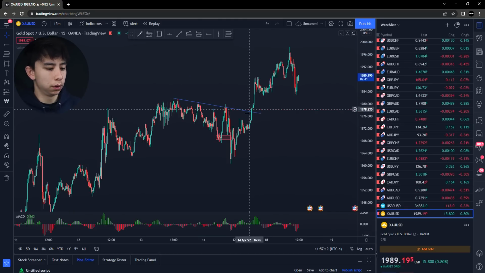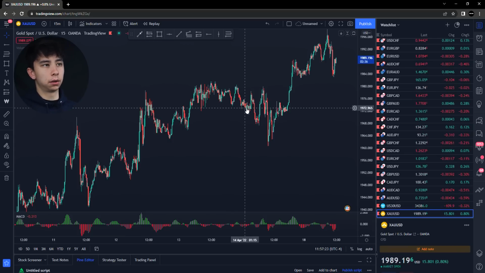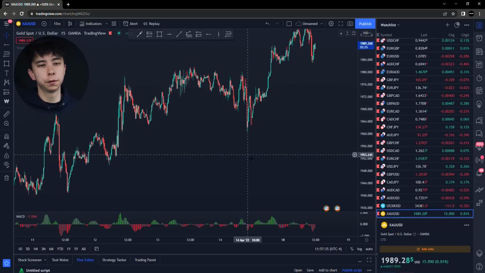So yeah, it's really simple. Try to practice it. Go to the charts. This is exactly my strategy. This is how I trade, and this is how I came about to find this kind of strategy. It works really well if you're patient and you wait for the setups and you wait for your confirmations.